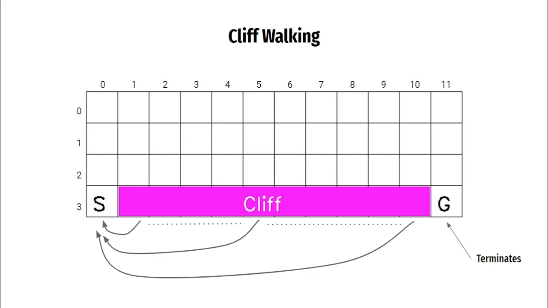The first question one has to ask every time is, how do we model this as a reinforcement learning problem? By that I mean, what are the states, what are the rewards, and so on. Well, here the states can be each grid cell, and classically the rewards are -1 on each transition and -100 if the agent falls into the cliff.